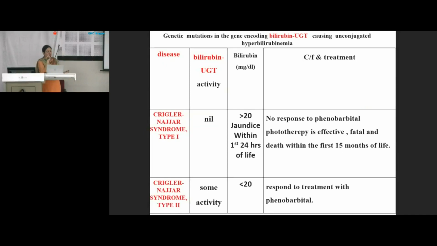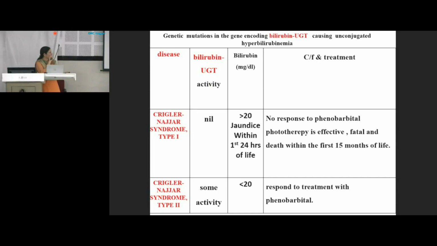Now various types of genetic, because of some mutations in the genes, there are different types of hyperbilirubinemia. So unconjugated hyperbilirubinemia, first in this type is Crigler-Najjar syndrome type 1. In this, bilirubin glucuronidase transferase activity is nil, that is, it is completely deficient. Okay. And here within first 24 hours of life only, there will be increase in the bilirubin level. So, there will be no response to the phenobarbital, but phototherapy is effective. Though the phototherapy is effective, it is a fatal disease and the death of the baby occurs within first few 15 months of his life.